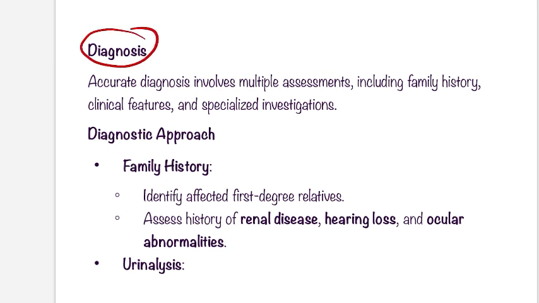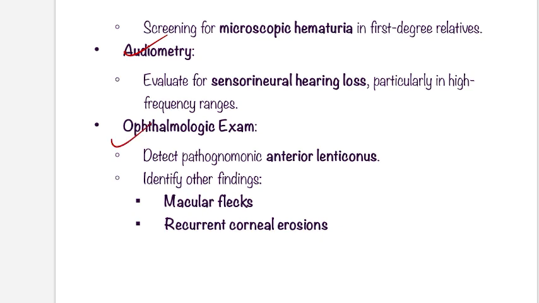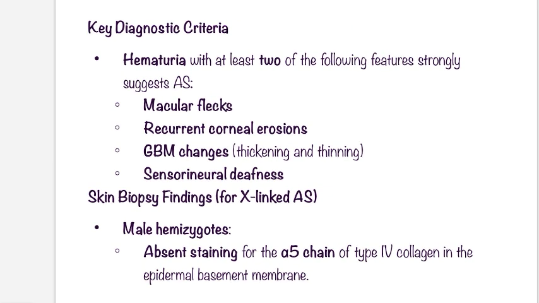How will you diagnose? Many criteria, like family history, urine analysis, audiometry, and ophthalmological examination, we will do. But are there any diagnostic criteria? Yes, diagnostic criteria. So what are those? Just remember three systems in this: renal system, auditory system, and ocular system. So take one manifestation from each system. The star is hematuria. So hematuria is with at least two of the following.